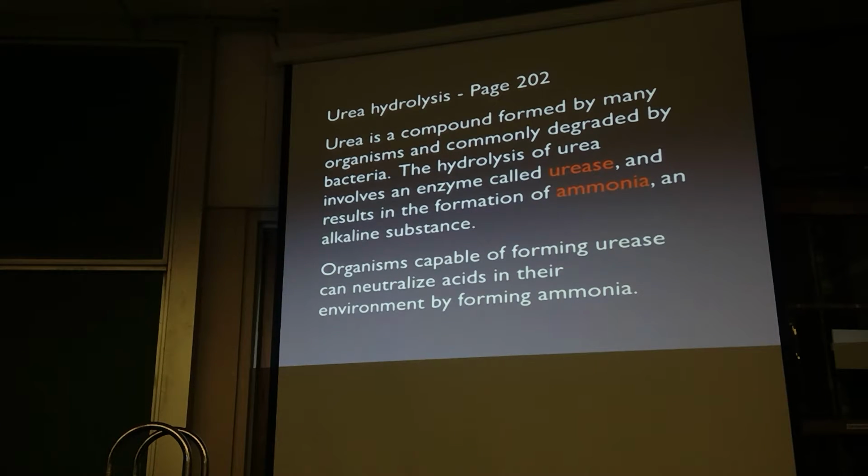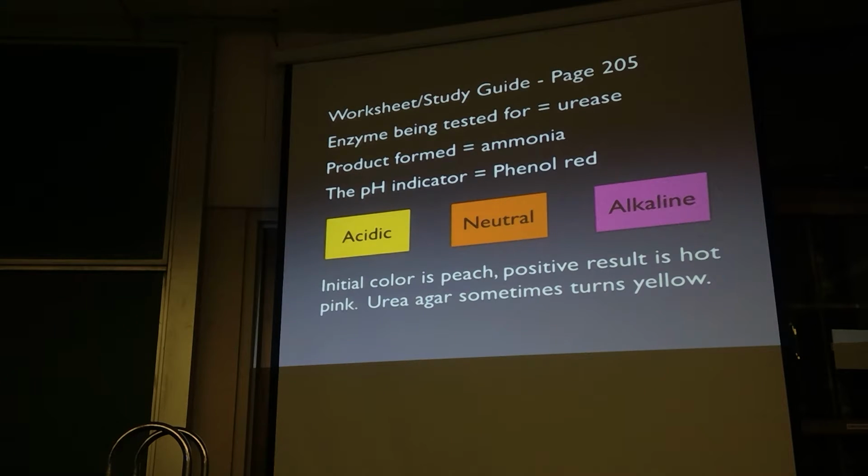In this case, you were supposed to just streak the slant surface of the urea agar. If they form ammonia, they should cause a color change to hot pink. This medium starts out a little on the acid side of neutral because the pH indicator is phenol red, and it's kind of peachy to start with. Phenol red is more red if it's really neutral. So they start a little on the acid side of neutral, but if they can produce ammonia, the color is going to change to hot pink, kind of a fuchsia color.